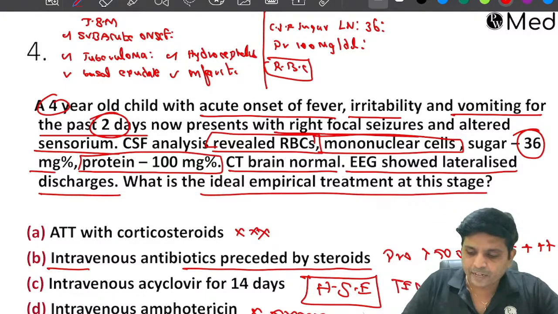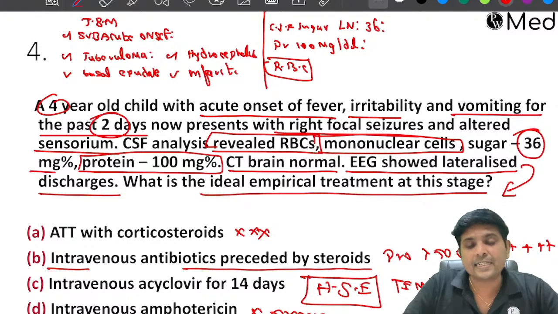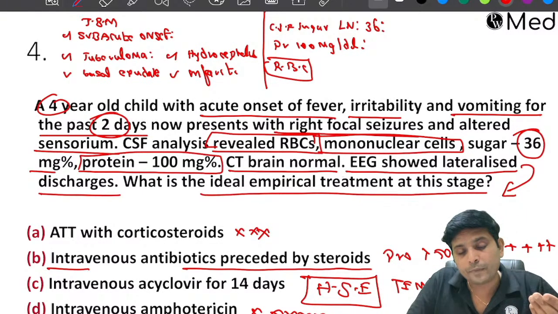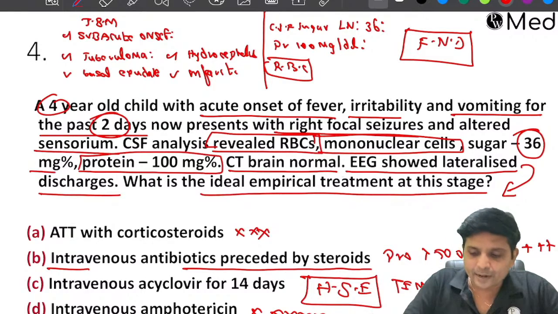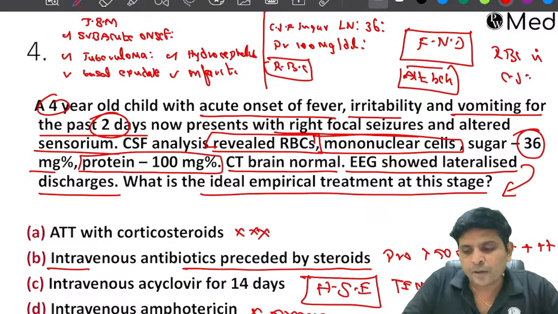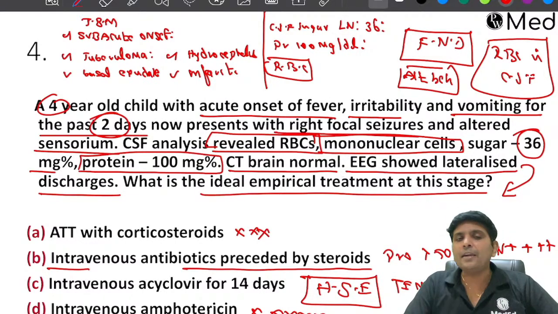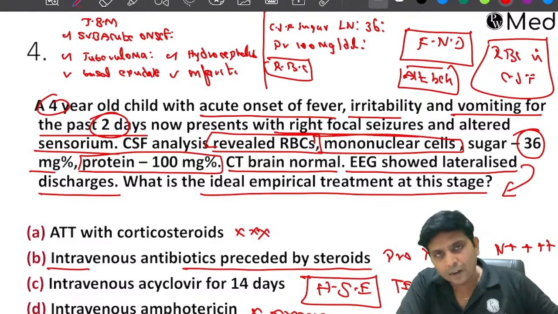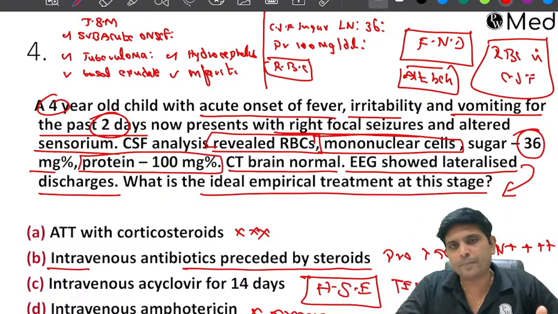Because in herpes simplex encephalitis, you will have involvement of temporal lobe, which can be manifested as lateralized discharges over the temporal lobe. And the characteristic features of herpes simplex encephalitis are, one is focal neurological deficit, second one is altered behavior, third one is RBCs in CSF. Majority of the time, RBCs in the CSF will be misinterpreted as traumatic LP. It is not so. When you have a scenario suggestive of herpes simplex encephalitis, along with the EEG showing lateralized discharges and temporal lobe encephalitis, think in terms of herpes simplex encephalitis.